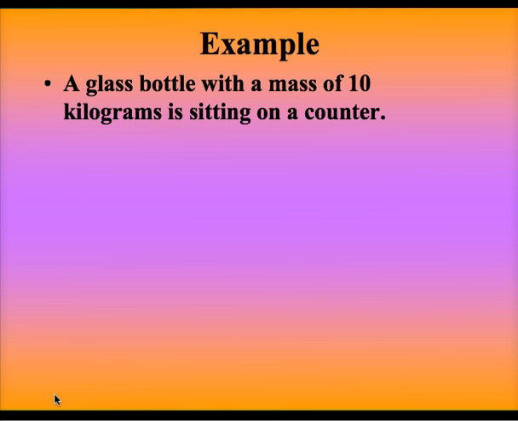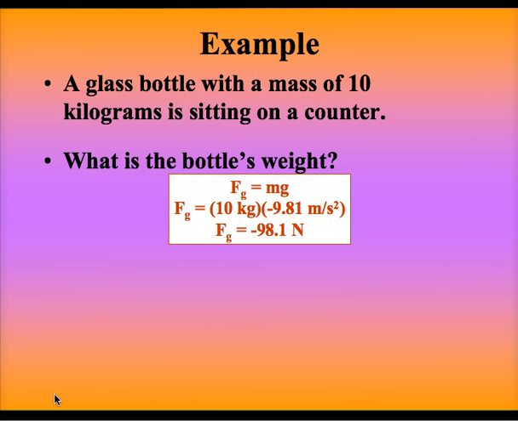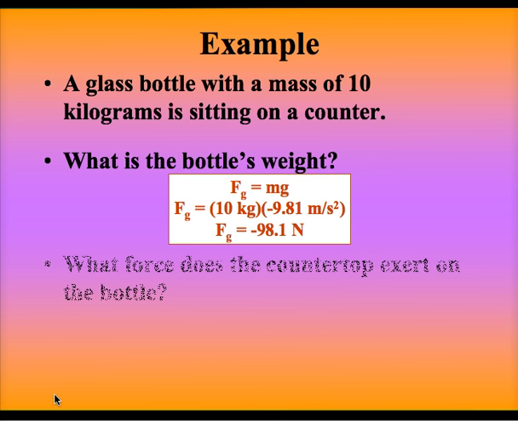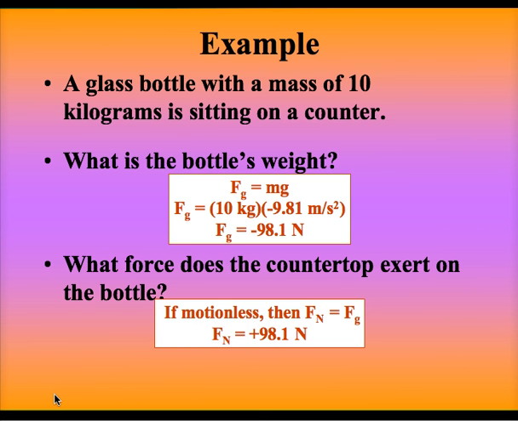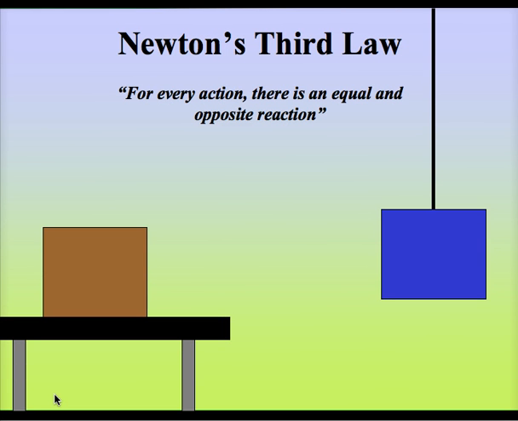So here's a glass bottle with a mass of 10 kilograms sitting on a counter. What's the weight of the bottle? Fg is equal to mg, g being the acceleration due to gravity. 10 kilograms times negative 9.81 meters per second squared. We get a force of negative 98.1 newtons. What is the reaction force, or the normal force, to that? The countertop is going to push back with a normal force equal to positive 98.1 newtons. And again, the sum of those two forces would be 0, and then we say the object's motionless because it's in equilibrium.